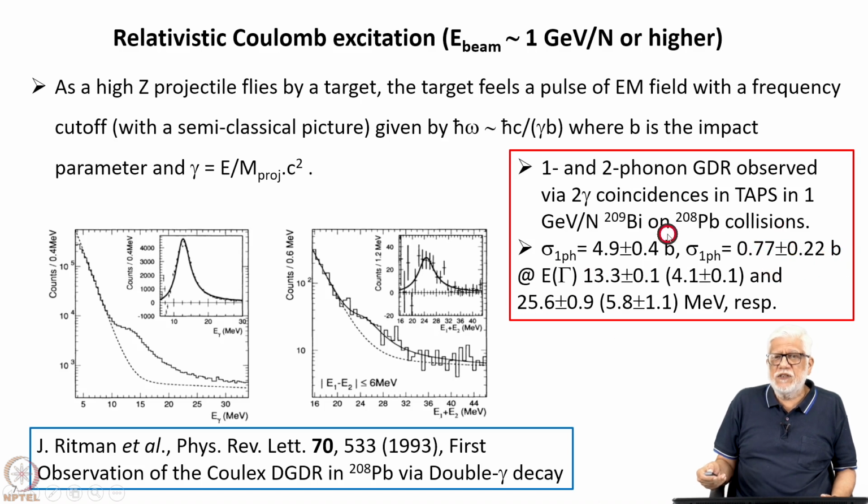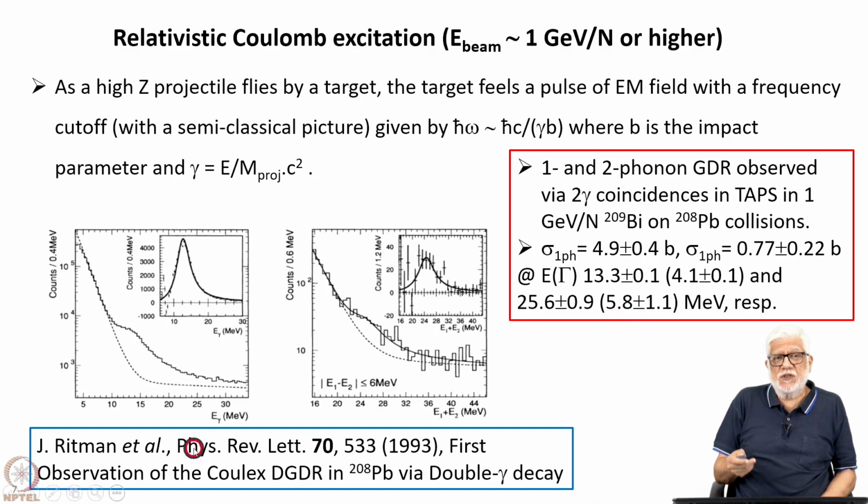The widths of these resonances are given here. The width is of the order of 13 MeV, with an error of 0.1, and these are the energies of the resonance, the double resonance, 25.6 with a width of 5.8 plus minus 1.1.